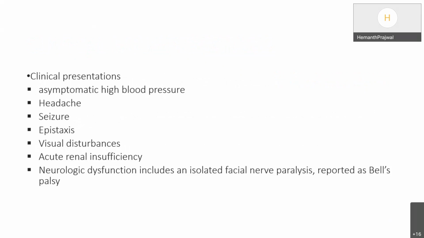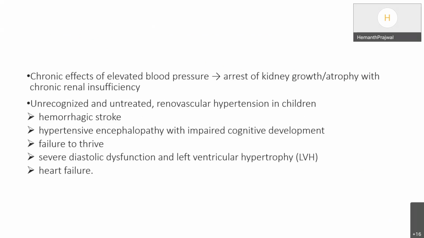The presentations can be asymptomatic high blood pressure, seizures, headaches, epistaxis, visual disturbances, acute renal failure, and neurological dysfunctions such as isolated facial nerve palsy reported as Bell's palsy. The chronic effects of the elevated blood pressure will result in arrest in kidney growth and atrophy with chronic renal failure. Unrecognized and untreated renovascular hypertension in children may lead to hemorrhagic stroke, hypertensive encephalopathy with impaired brain development, failure to thrive, and left ventricular hypertrophy with severe diastolic dysfunction, and finally heart failure.